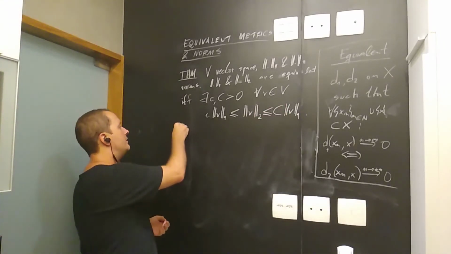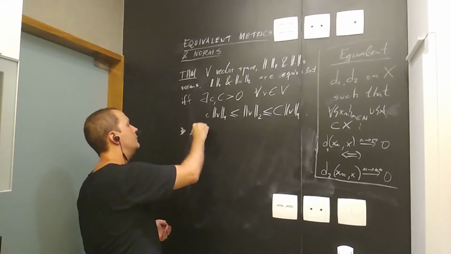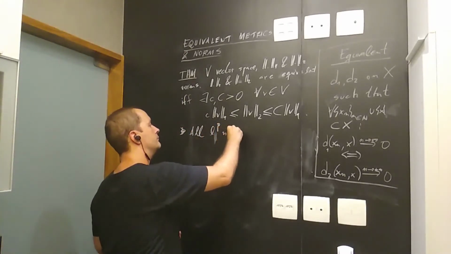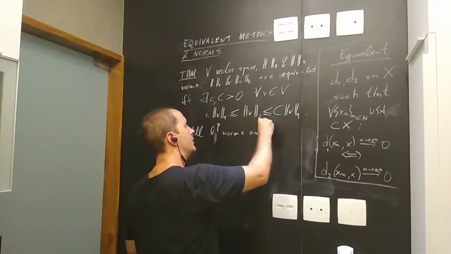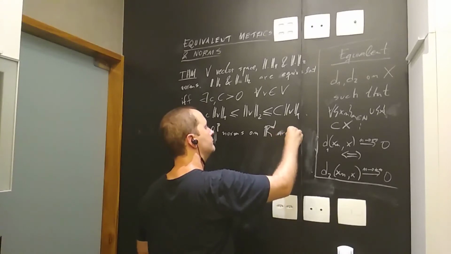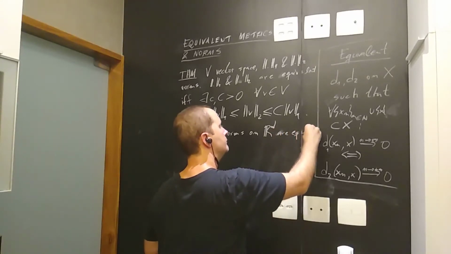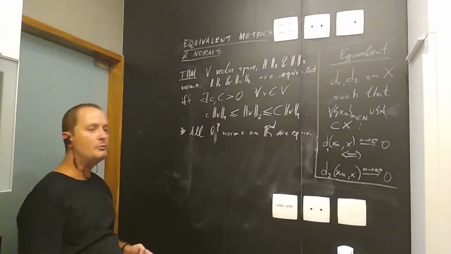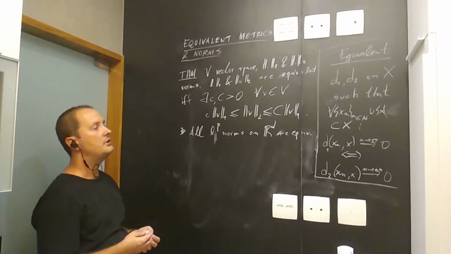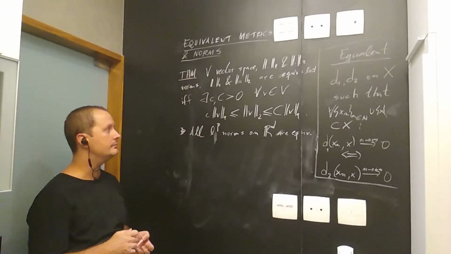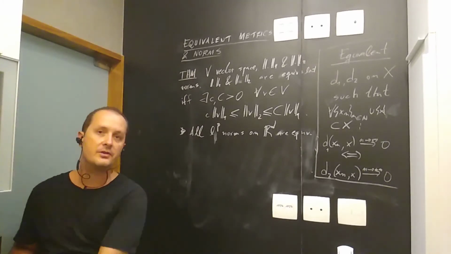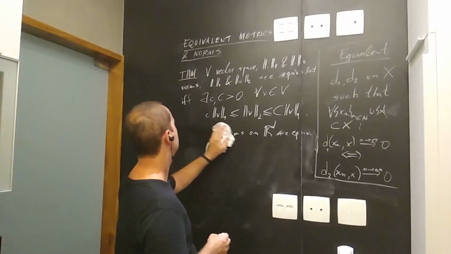One consequence of this is that all the Lp norms on R^d are equivalent. And this I'm not going to prove in detail. This is again a nice exercise, so you should try to do it. Okay, so let's prove this theorem, and that's going to finish this video.